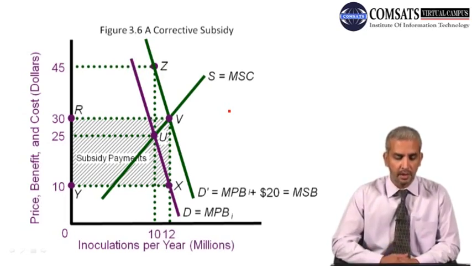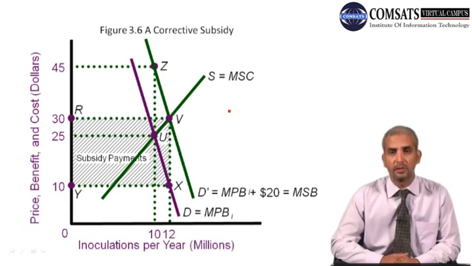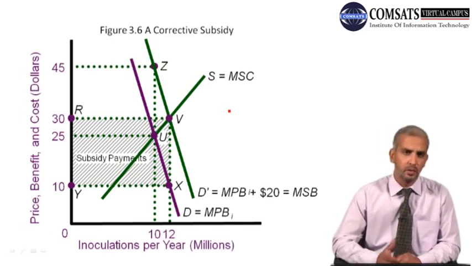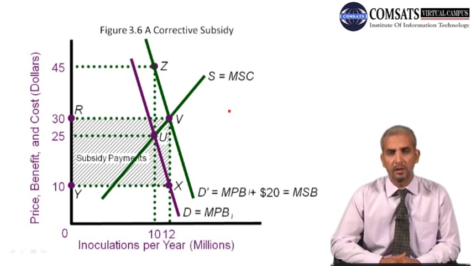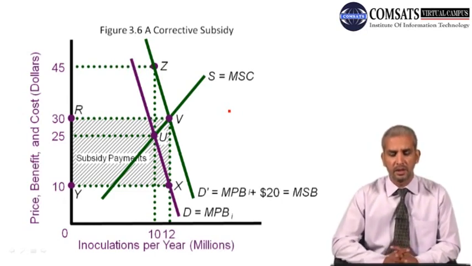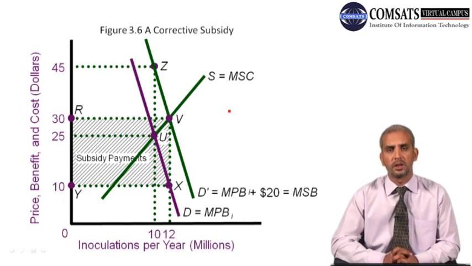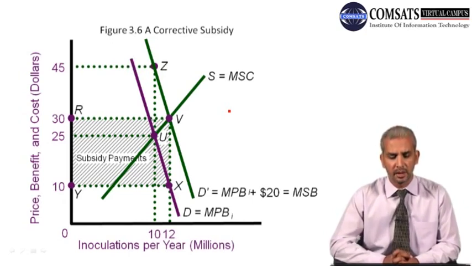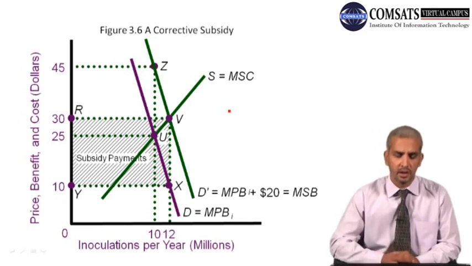Now, since the government is paying a subsidy of $20 per inoculation, at 12 million inoculations it would be approximately, or exactly, $240 million, which is represented by the rectangle R, V, X and Y. This rectangle represents the total amount of subsidy that the government has to pay for the 12 million individuals who are taking those vaccinations, and in this way the market would reach an efficient point of production, with efficiency in the whole system corrected by a subsidy.